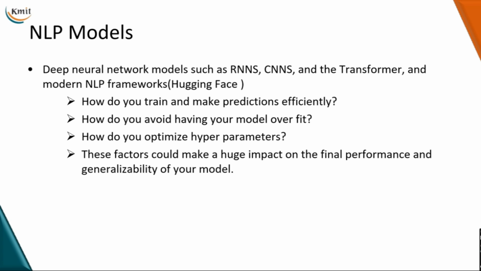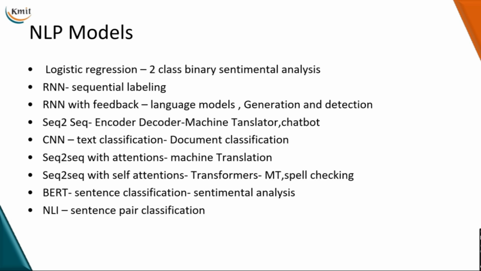We have seen so many NLP models: deep neural network models, RNN, CNN, transformers, and modern NLP frameworks like Hugging Face. The most important things that we will focus on in this unit are how we train and make predictions efficiently, how we avoid overfitting in our models, and how we optimize the hyperparameters. As I told you, these factors make a huge impact on the final, overall performance of the NLP model that we develop.